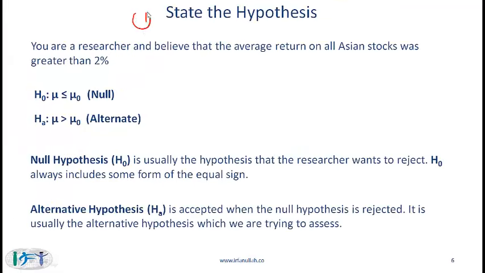Let's start with the first step, which is stating the hypothesis. And we go back to the original assertion or original comment that we made on the introductory slide. You are a researcher and believe that the average return on all Asian stocks was greater than 2%. Here is how we express this in formal terms as a hypothesis. There is something called a null hypothesis, written as H0, and this is the hypothesis that we typically want to reject. Mu stands for the population mean, and mu naught stands for the hypothesized value.